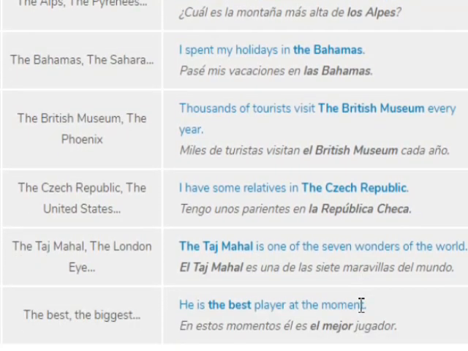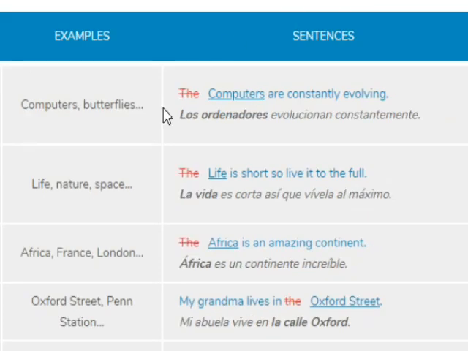And we also use the definite article "the" in front of a superlative. Whenever we use a superlative, we have to use the definite article "the". For example, the best, the biggest, the highest, the most important. In this case, we have: he is the best player at the moment. And what else can I tell you? Well, I'm going to explain this.